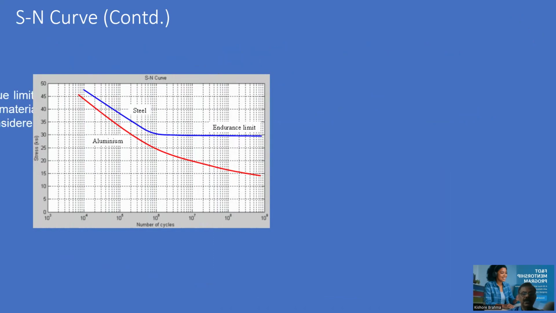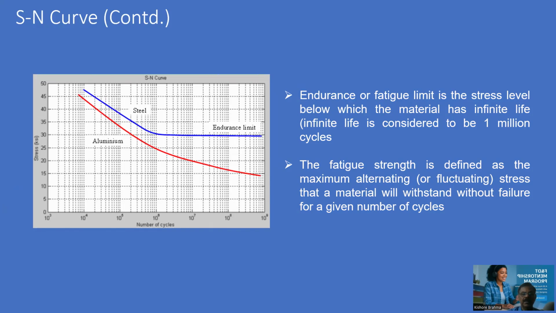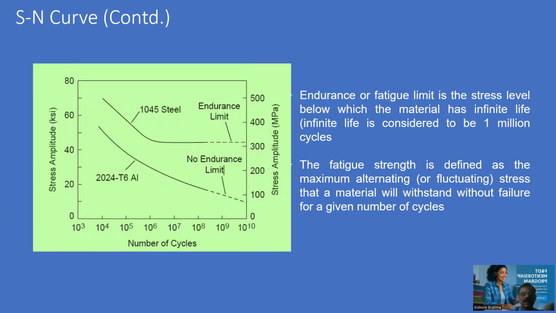This brings us to two different definitions. One is called the endurance or fatigue limit, below which we will have infinite life. But in the case of aluminum alloy, since there is no endurance limit, it is usually termed the fatigue strength, which will withstand without failure for a given number of cycles. And for aluminum alloy, the benchmark is 5 into 10 to the power 8. And this shows the typical experimental results of 1045 steel as well as 2024-T6 aluminum alloy.